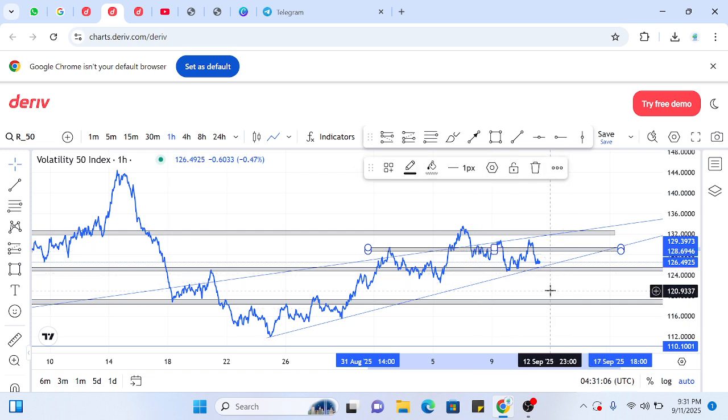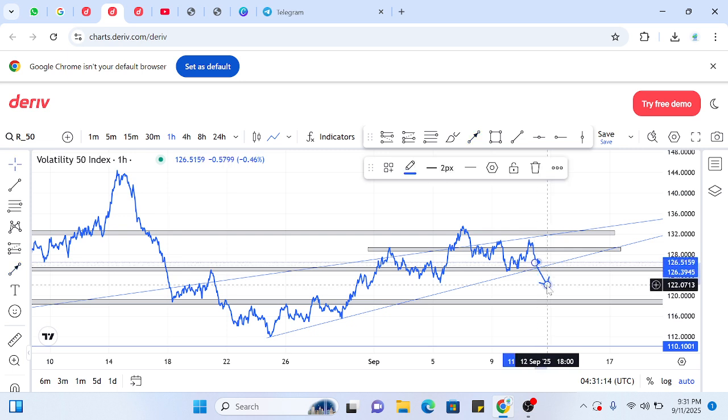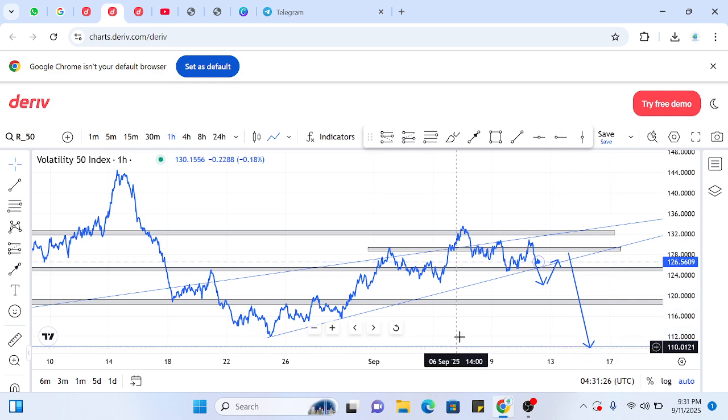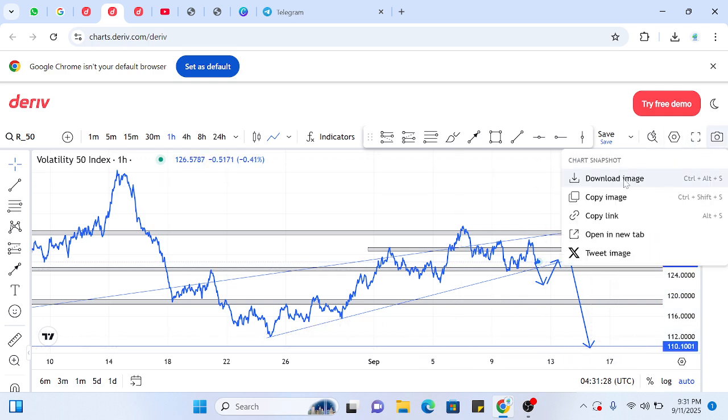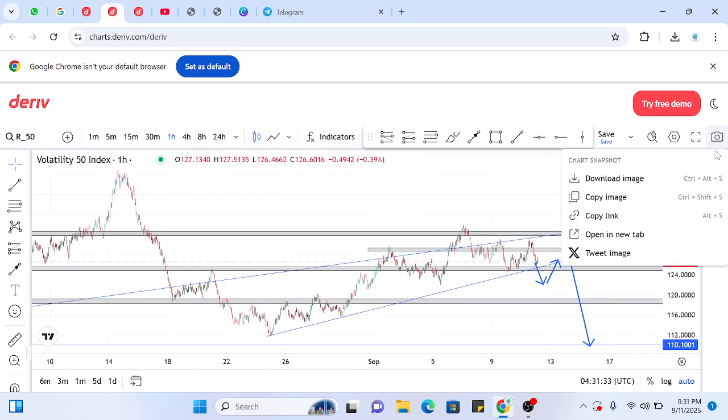So for now guys, we'll leave this guy, but we are clearly anticipating that price drops from this point. At least price gives us a break and drops to this point, so we can either see something like this, a break, a retest into this zone, and a continuation to the downside. So this is basically our view on Volatility 50.